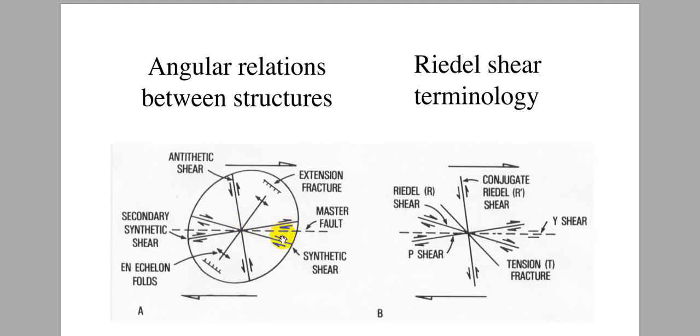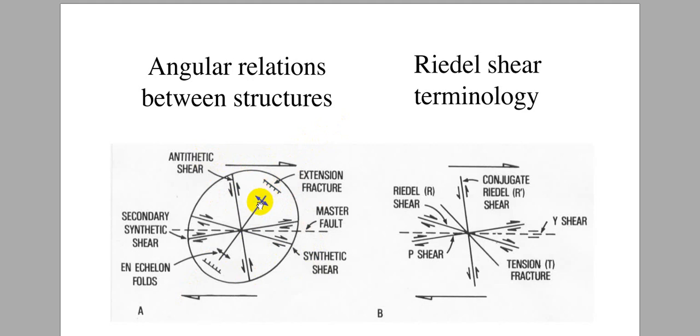Usually synthetic shear has the same sense as the main shearing. If this shearing is right, I think it's right, so these two synthetic shears will take a right sense of movement, but the antithetic will take a left sense of movement. If we look at this ellipse, we find compression in this direction and extension in this direction.